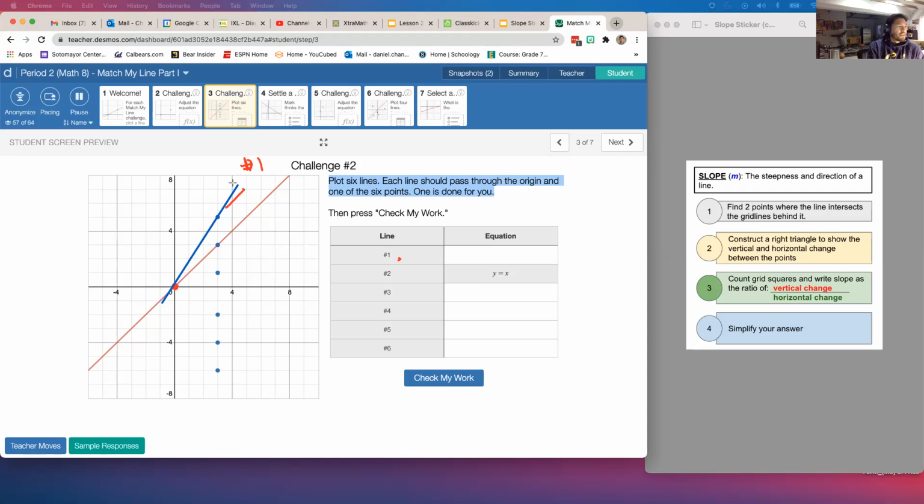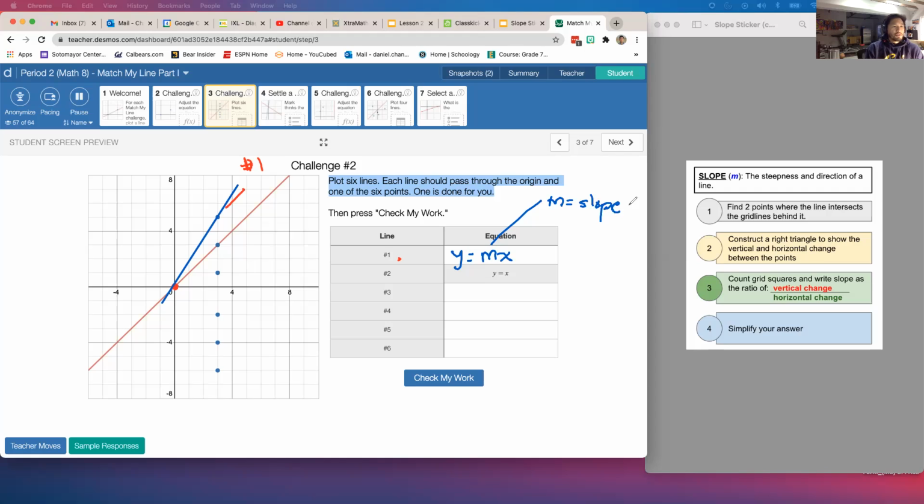So line number 1, we've got to figure out the equation of it. And because it's going through the origin, we do not have to worry about the y-intercept. We just have to figure out the slope. So we know it's going to be y equals m times x. And all we have to do is figure out what m is, because little m is your slope.